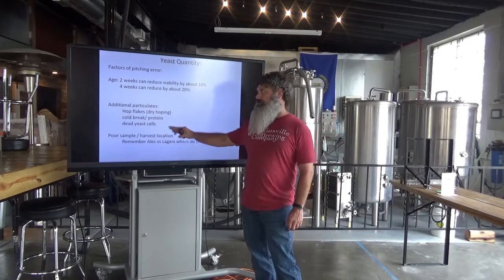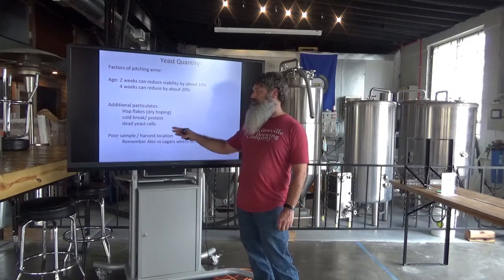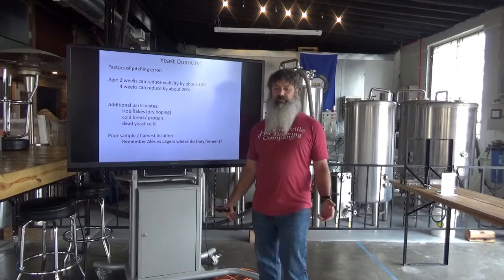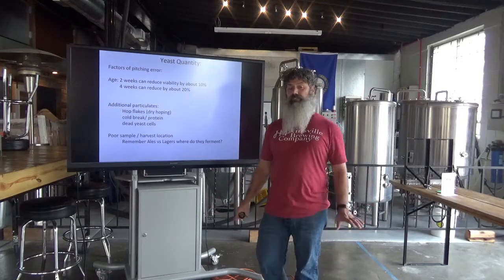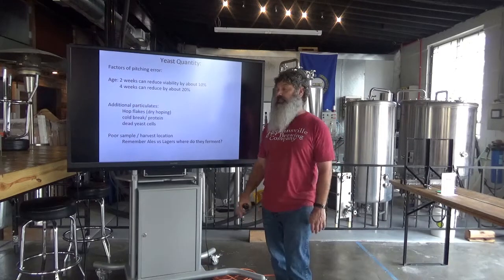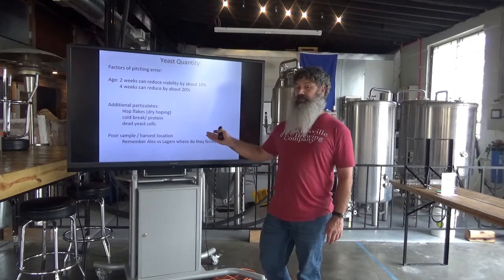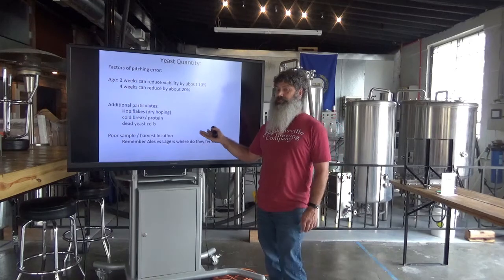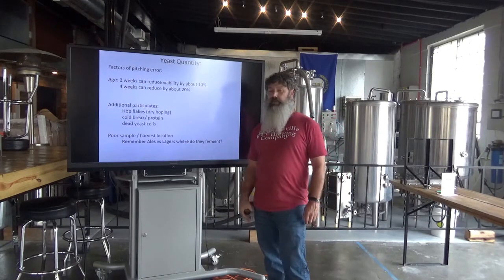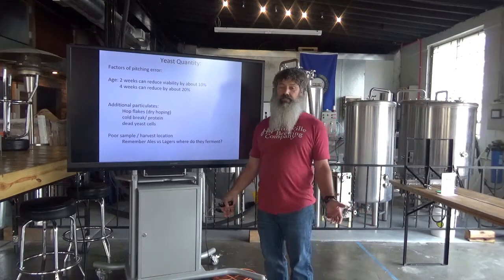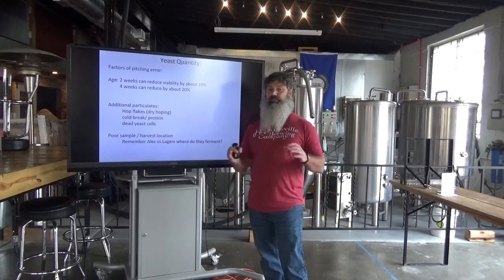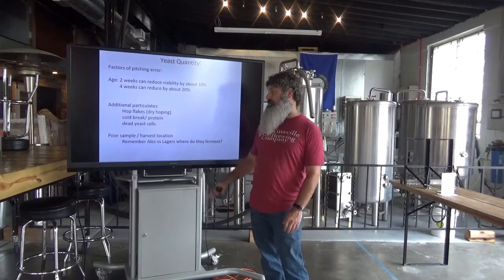Other pitch error factors: you've got to account for the hop flakes. If you dry hopped an IPA, those hop flakes are going to fall into suspension and be mixed in with your yeast. So now you're accounting for hop flakes, which is not yeast. Same with cold break, which is your protein, and of course dead yeast cells. There are going to be dead yeast cells mixed in with your yeast sample.